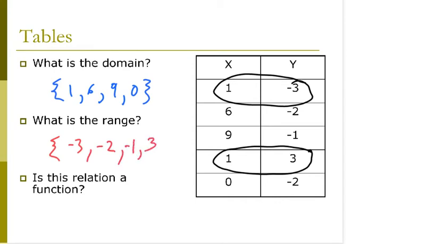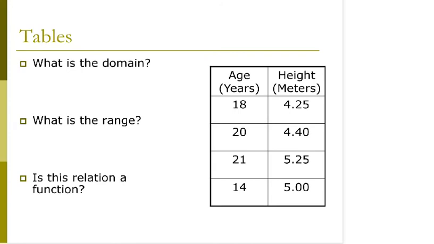Based on what we just discussed, does this table represent a relation that is a function? Well, 18 only goes to 4 and 2500ths. 20 only goes to 4 and 4000ths. 21 only goes to 5 and 2500ths. 14 only goes to 5. And yes, I know it's 5.00, but just like money, 5.00 is $5. So you can write it as 5.00 or just 5. But in any case, each input gets only one output. So yes, this is a function.